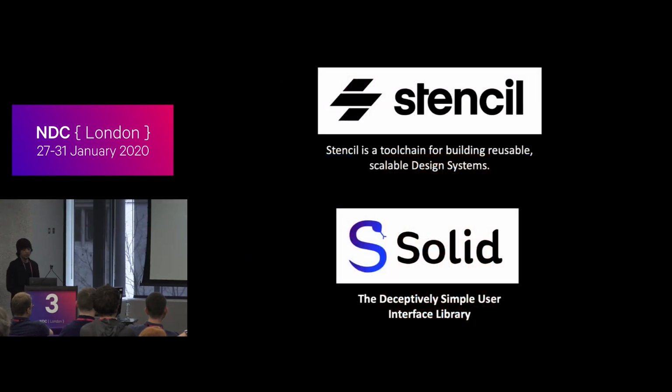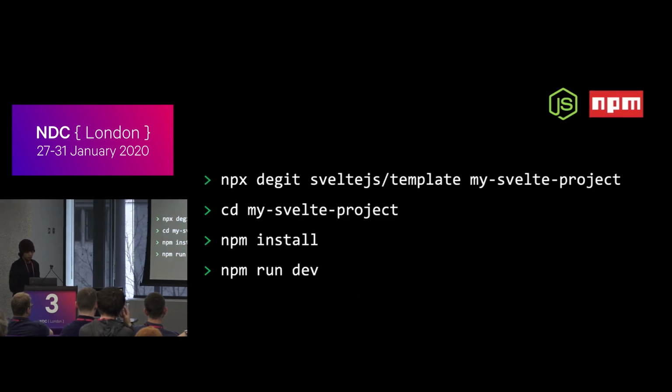Shifting the load to the compile step can also be seen in other frameworks nowadays, like this one, Stencil. And then the other one is Solid.js of Ryan Carniato. So to try Svelte, you need a Node.js runtime, npm. You just run npx degit sveltejs/template and the name of the directory or project. Go to that directory, npm install, and then npm run dev.